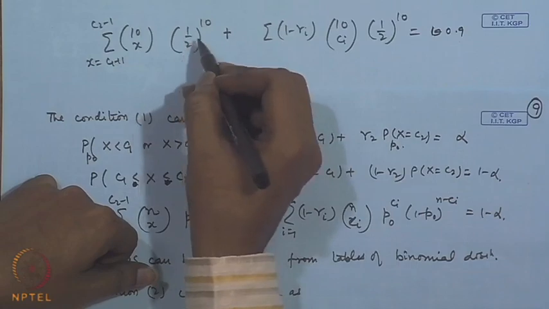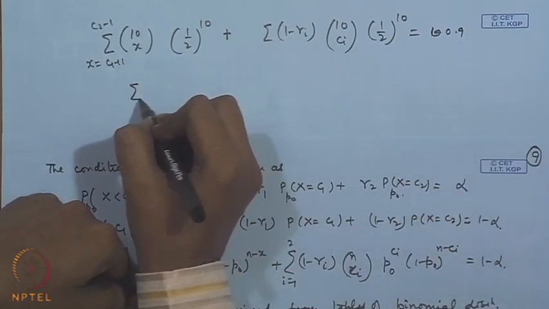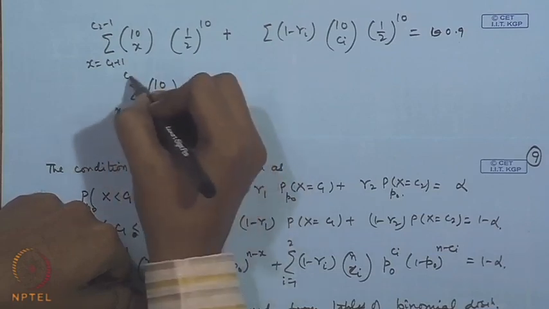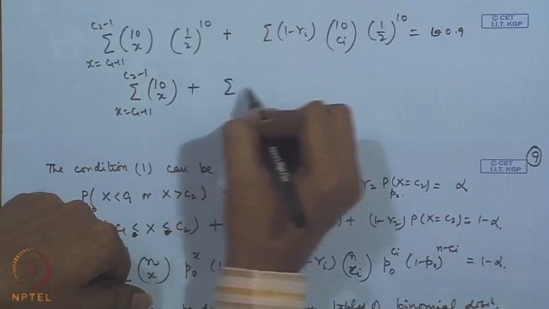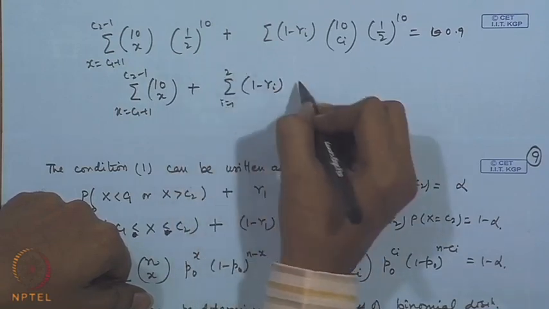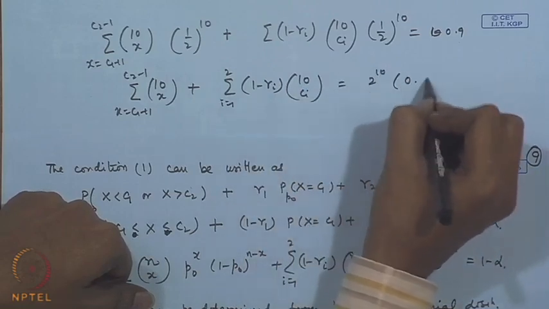Then immediately you can see you can multiply by this 2 to the power 10 on this side. So, this is becoming the sum of 10Cx, x equal to c_1 plus 1 to c_2 minus 1, plus the sum of (1 minus gamma_i) 10Cc_i, i equal to 1 to 2, is equal to 2 to the power 10 into 0.9.